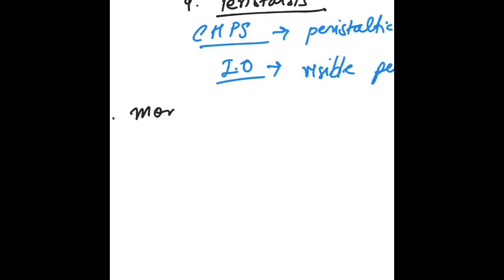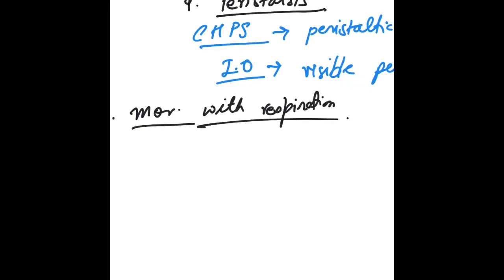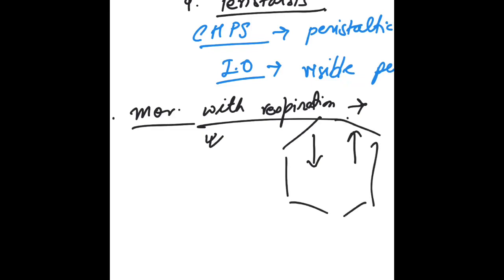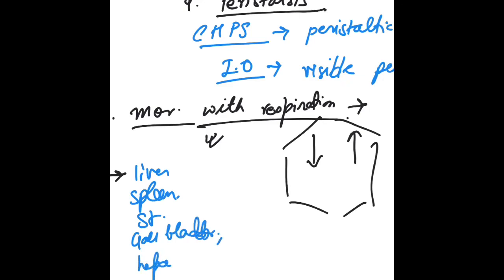Next point is movement with respiration. Now, this thing you have to see mainly in swellings in the abdomen, and with movement with respiration we mean that with each inspiration the swelling is pushed down due to pushing down of the diaphragm, and with expiration the swelling moves up. Okay, I mean, if this is the abdomen, the movement should be this way and not up and down. And now, for a swelling that moves with respiration, it has to be either arising from liver, spleen, stomach, gallbladder, or hepatic and splenic flexures of the colon.